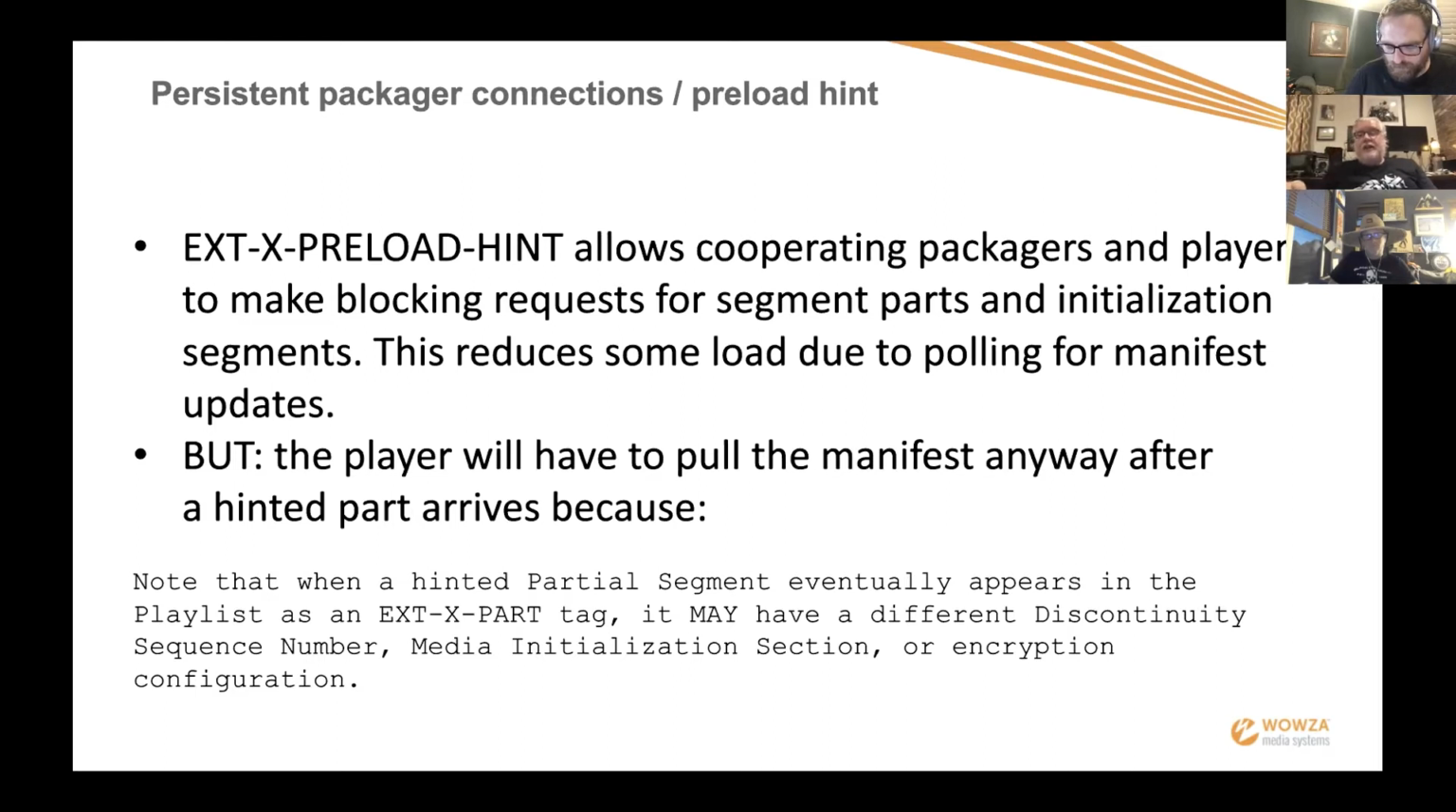So it's not the win that you might think it would be. The reason for this is it says it may have a different discontinuity sequence number, media initialization segment, or encryption configuration. So it could turn out that there was a discontinuity before that part, or a crypto key rotated, or something like that, and you're going to have to pull the manifest and find that out. Oh, I got a new crypto key, I probably have to go get a new PSSH box, that kind of thing. So there may be some additional network traffic that you have to do, even though you've done a blocking wait for this segment part.